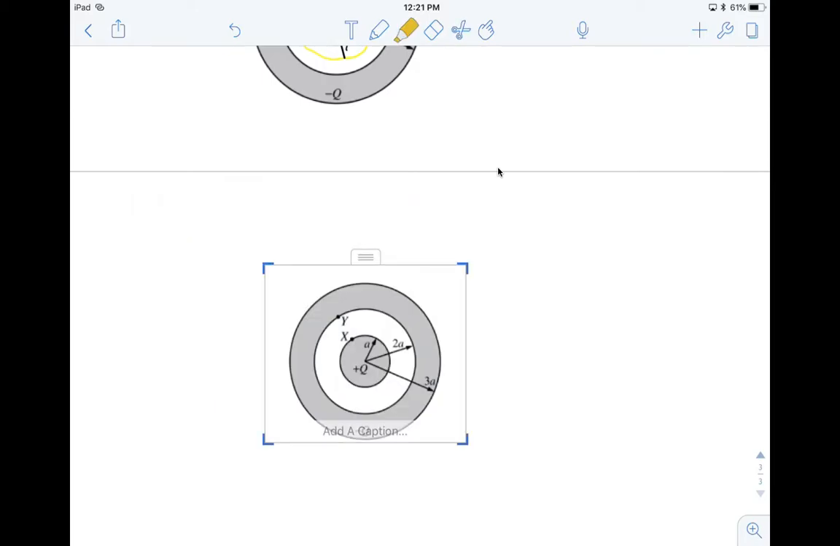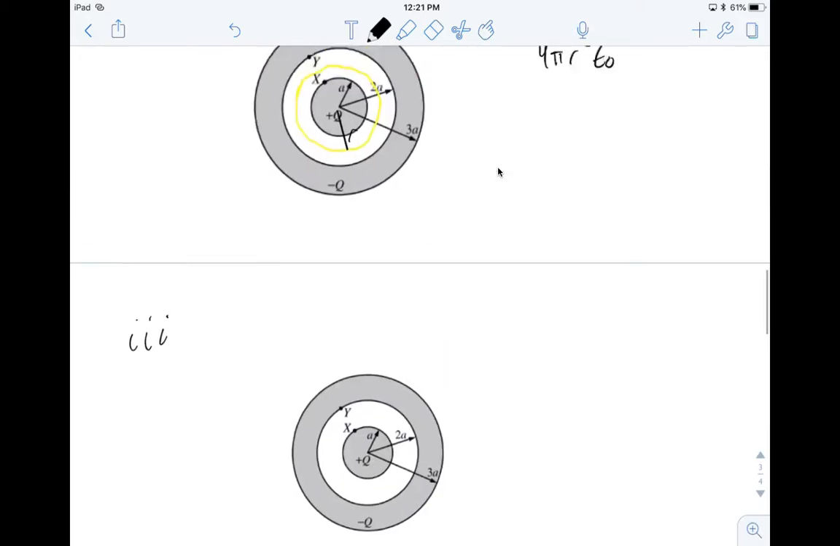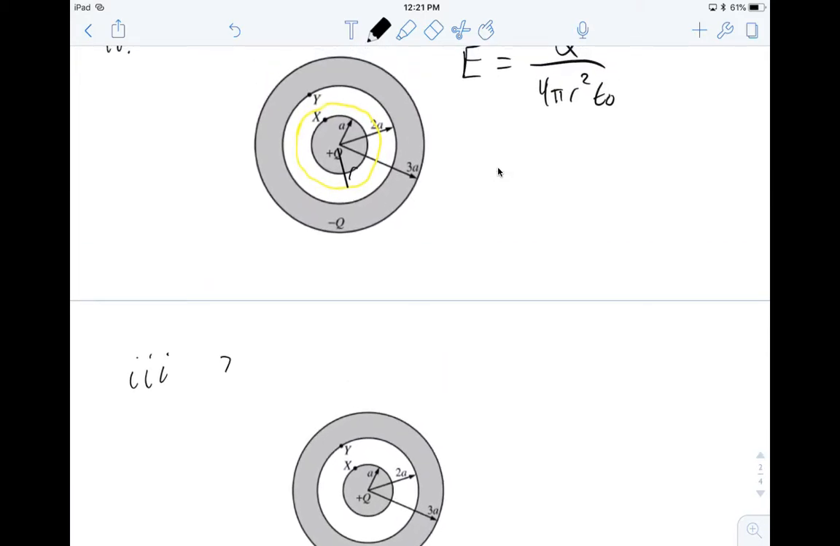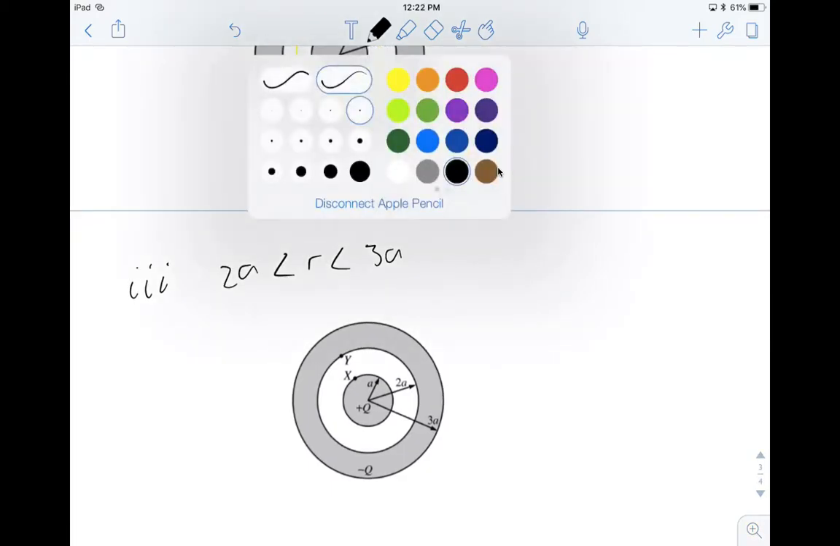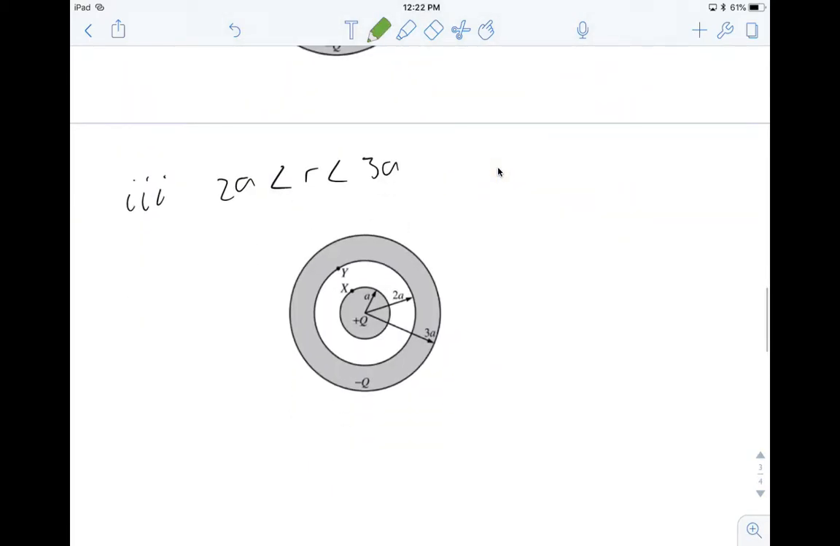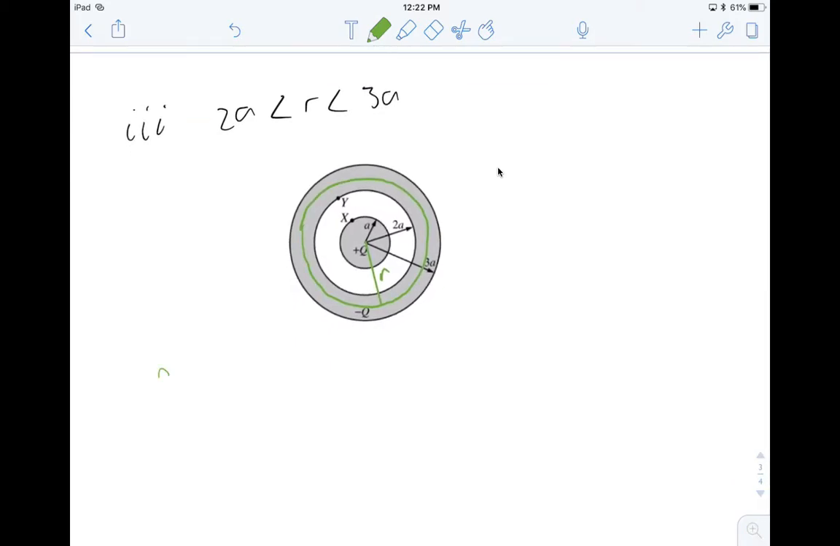Okay, so let's see, part 3. We want when r is greater than 2a but less than 3a. So we want to pick a Gaussian surface, and we need it to be in this region right here, and it has radius of r. Applying Gauss's law, we have closed integral E dot dA equals Q enclosed over epsilon naught.